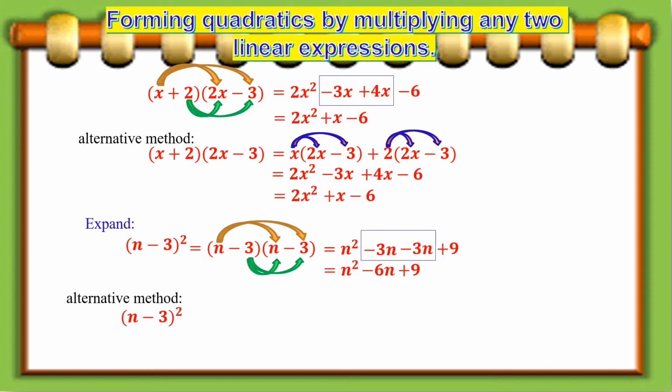Then the alternative method is we are going to square the first term and then multiply by 2 the product of the first and the second term. And whatever the operation, it is minus. So we have negative 2 times n times 3 and then square the last term, which is 3 squared. Then simplifying further, we get n squared minus 6n plus 9. So either of the two ways will do.